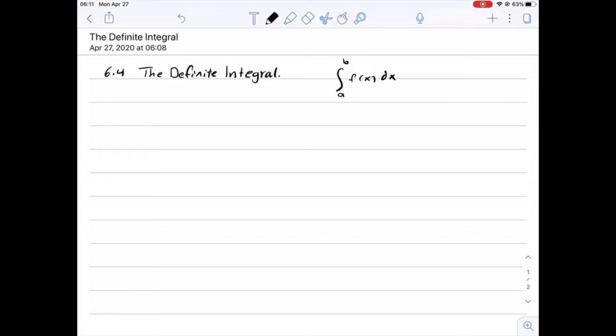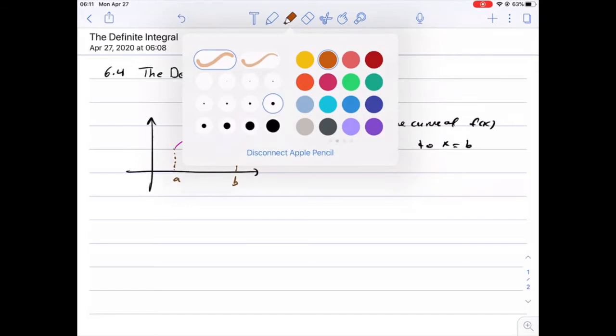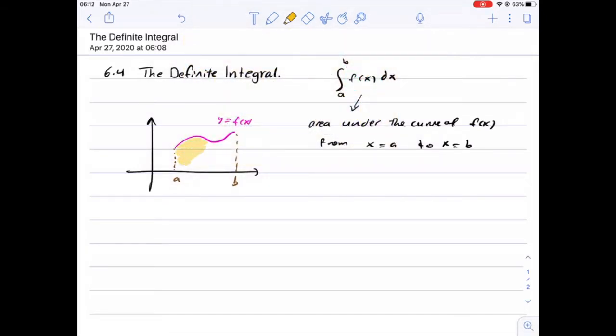So here the definite integral can be represented as the area under f of x. So this can be thought of as the area under the curve of the function f of x, from x equals a to x equals b. So we may have an area like this if the graph of the function looks like this. This is y equals f of x, and we find the integral from a to b. So we want to find the area under this curve, this shaded area.